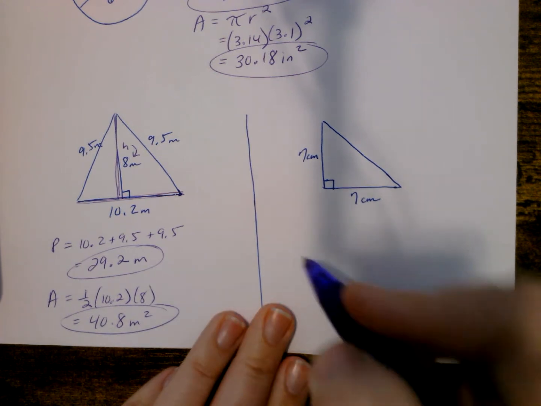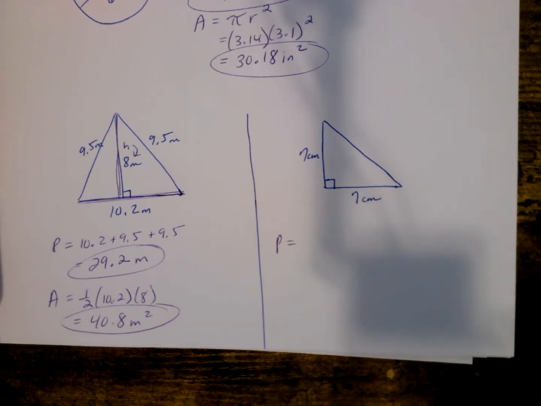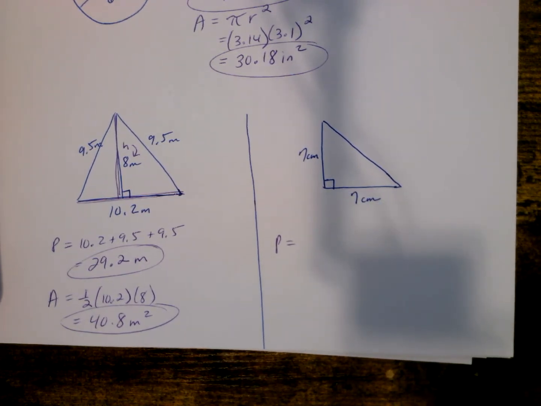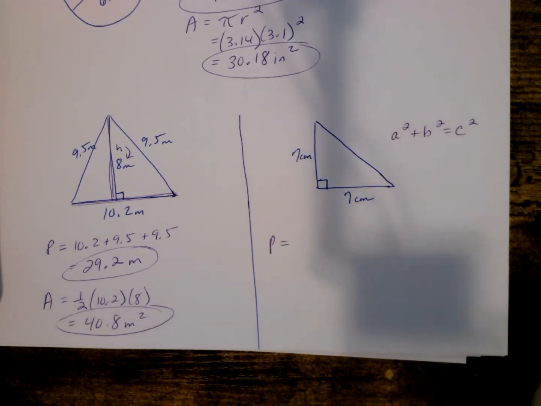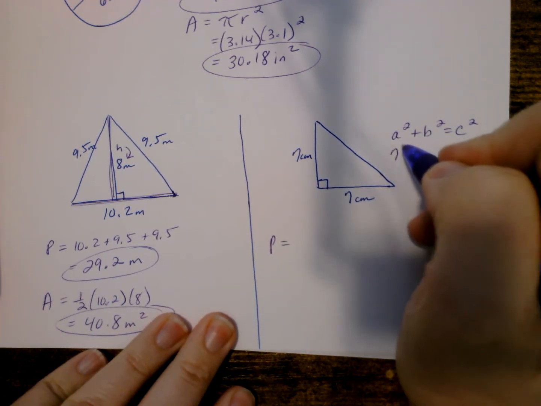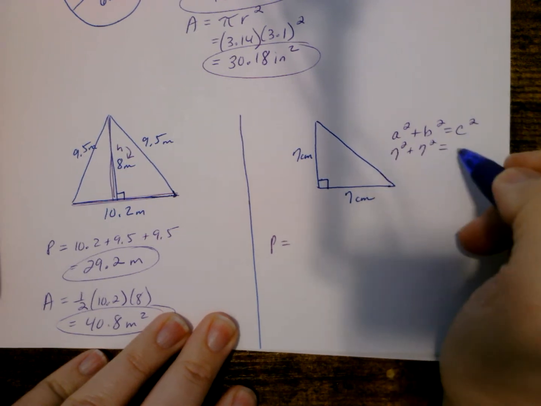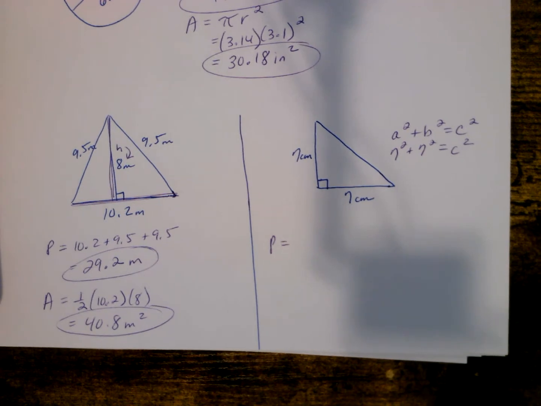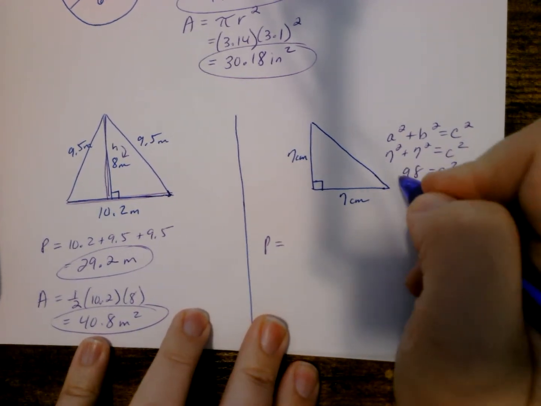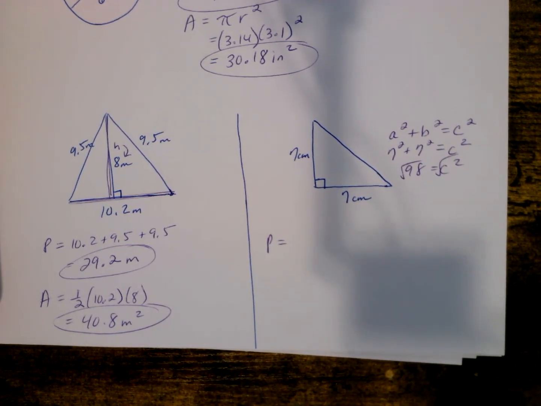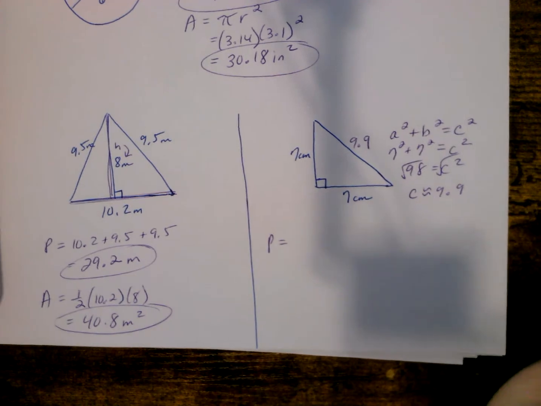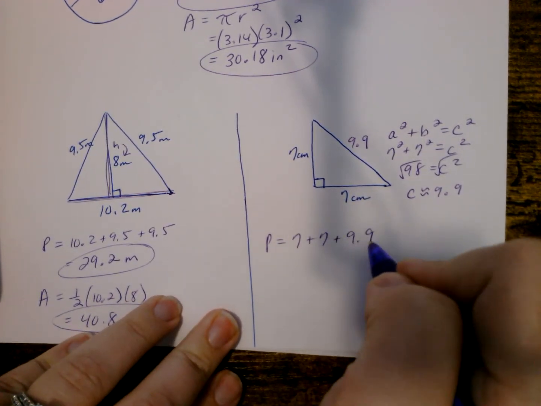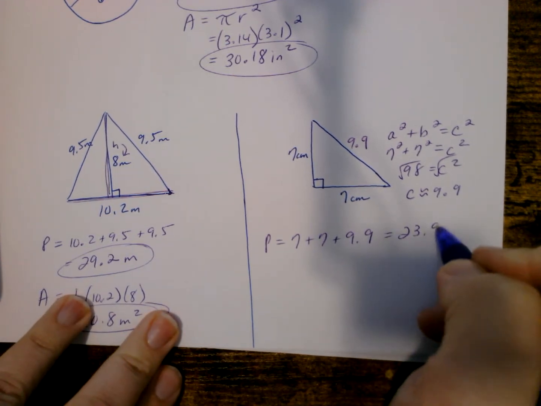Now this one, perimeter, they don't have a missing side. Ha, but this is a right triangle. And you should know how to find the third side of a right triangle. You have to use Pythagorean theorem. A squared plus b squared equals c squared. So I would just do 7 squared plus the other 7 squared equals my hypotenuse, which is missing. So 49 plus 49 is 98, and take a square root. And you can round it to 9.9. So this side is 9.9. So my perimeter would be 7 plus 7 plus 9.9, or 23.9 centimeters.